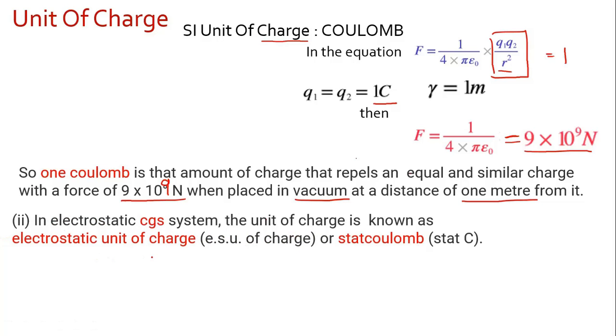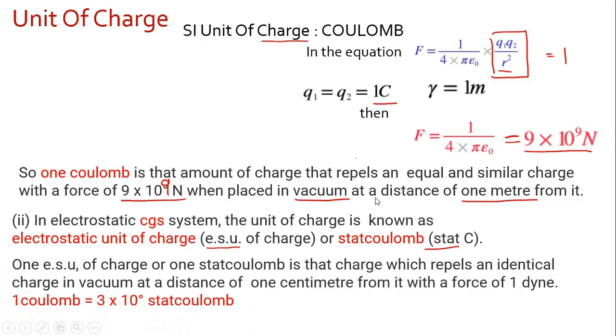Now in CGS, the unit of charge is the ESU, called the electrostatic unit, or the stat coulomb. Based on this, we can again define one ESU of a charge. It is that charge which repels an identical charge in vacuum at a distance of 1 centimeter from it with a force of 1 dyne. So in this definition, these two are the keywords. There you have to just change the unit of the parameters. The two charges must be held at a distance of 1 centimeter, and the force between them will become 1 dyne.